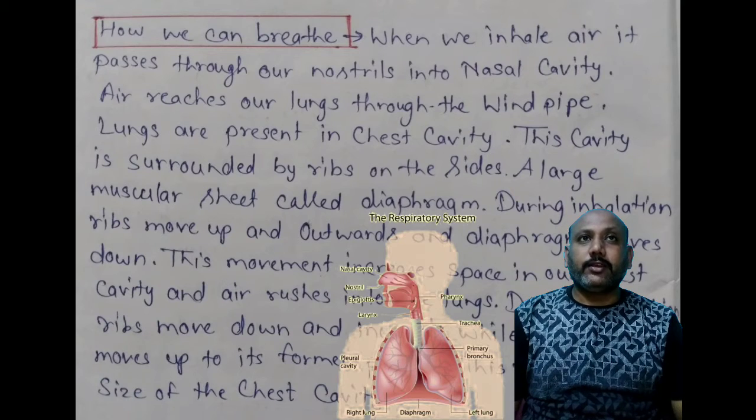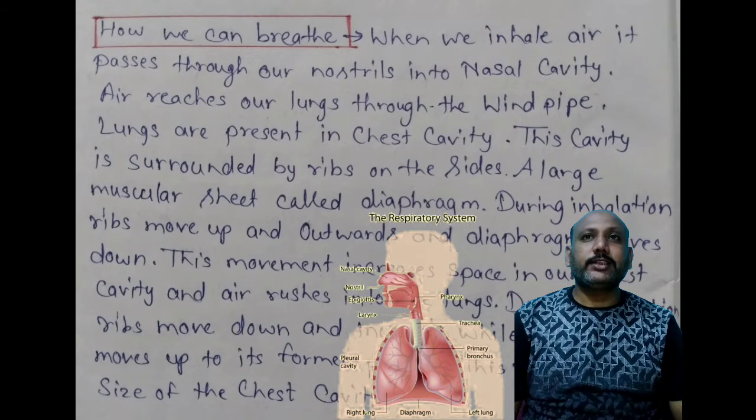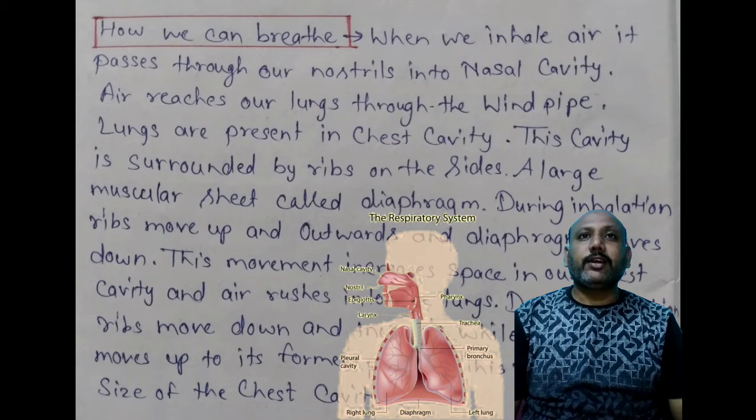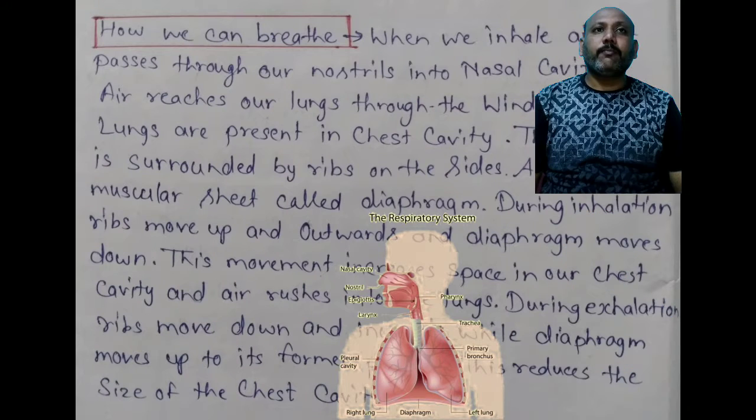How do we breathe? When we inhale, air passes through our nostrils into the nasal cavity. Air reaches our lungs through the windpipe. Lungs are present in the chest cavity. This cavity is surrounded by the ribs on the sides and a large muscular sheet called the diaphragm.